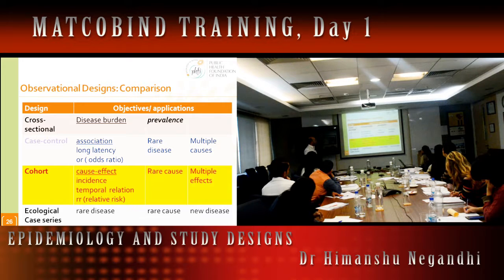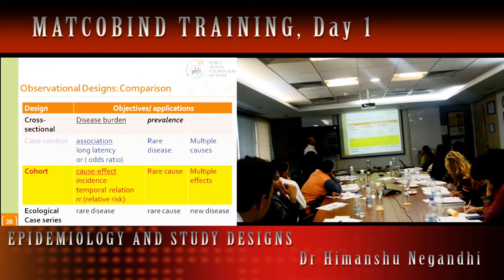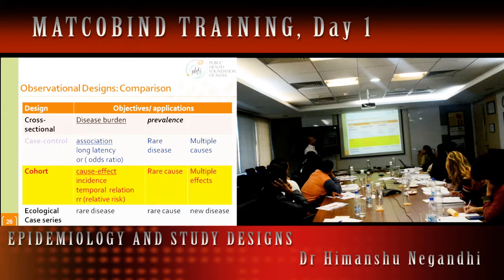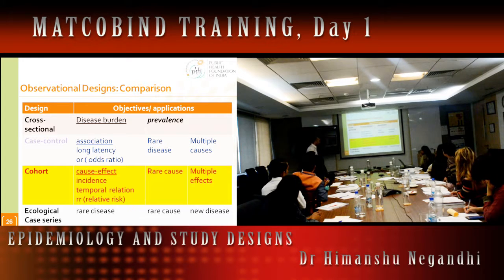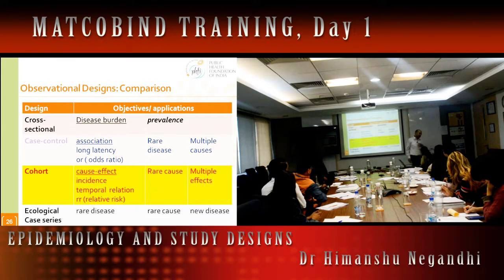gives me not the odds ratio but a better measure of the risk called relative risk, and is good for a rare exposure, a rare condition, or where multiple effects are to be studied: that high blood pressure will cause heart problems, kidney problems, eye problems, you can study everything. Ecological is used for rare diseases, or you can even have a new condition. We usually do it only for generating ideas. This completes the menu for observational designs.